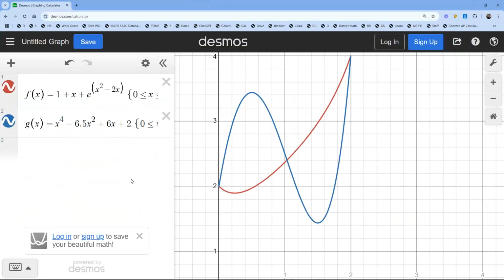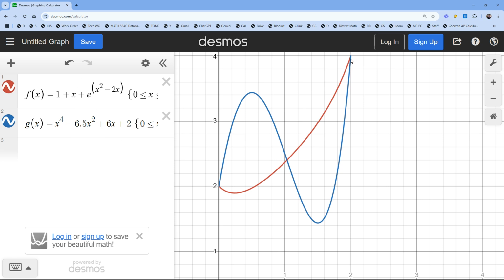Alright, so this is what it would look like if you put in those equations. I want you to notice with Desmos, for the exponent on E, I need to put parentheses around it so it all stays in the exponent. If you don't use parentheses, you'll notice the minus 2x won't stay in the exponent, it'll go down beside. So we need parentheses here, so the whole thing is in the exponent.